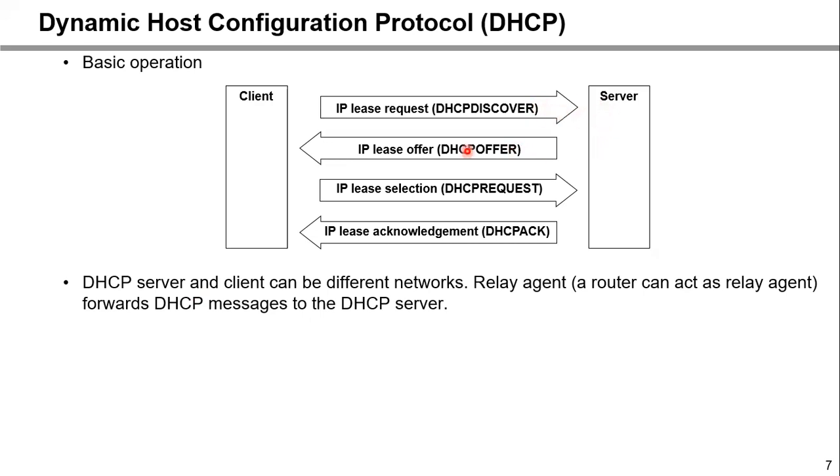The server responds to the message with a DHCP offer, saying that I'm the server here. If you would like to work with me, you can send me the next message. The next message is DHCP request. What is this request? It is requesting an IP address.